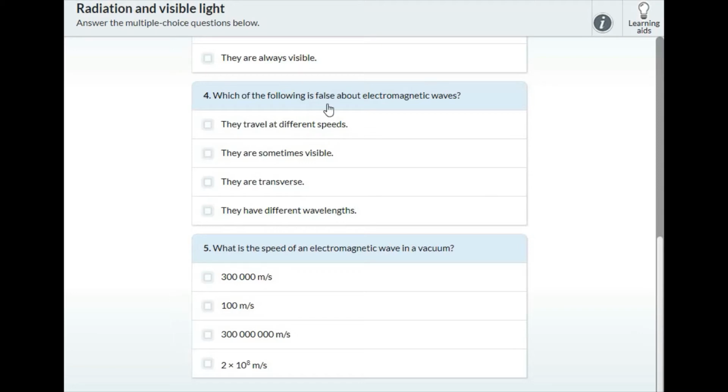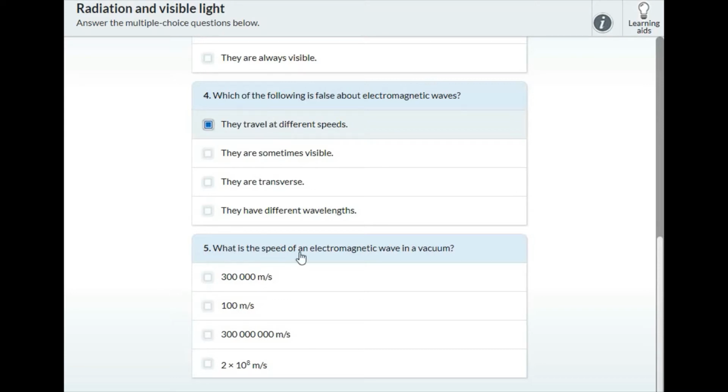Oh, sorry, this is saying what's false. Okay, so that's correct. That's correct. They have different wavelengths. That is correct. Okay, they all have different wavelengths depending on what part of the spectrum. So the false one is they travel at different speeds. Okay, they all travel at the same speed, but their speed can change if they enter a denser or less dense medium. Optically dense or less dense medium.